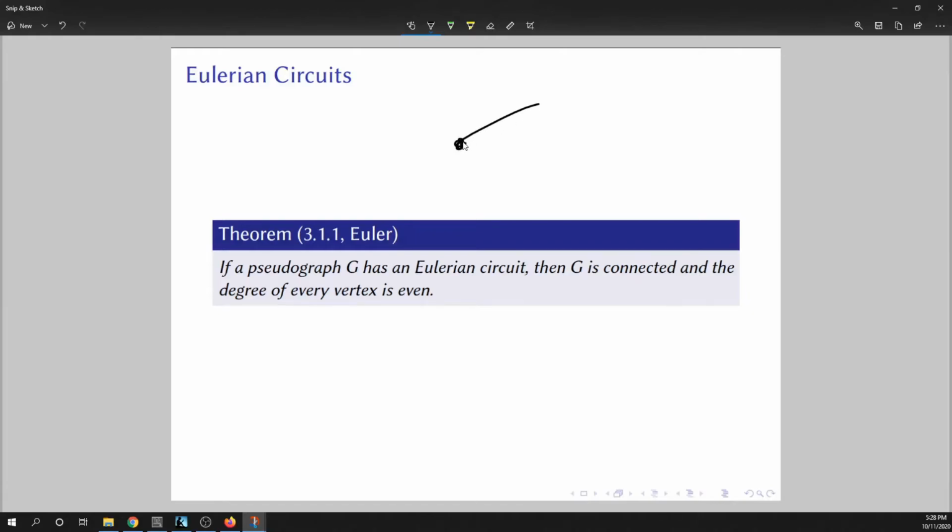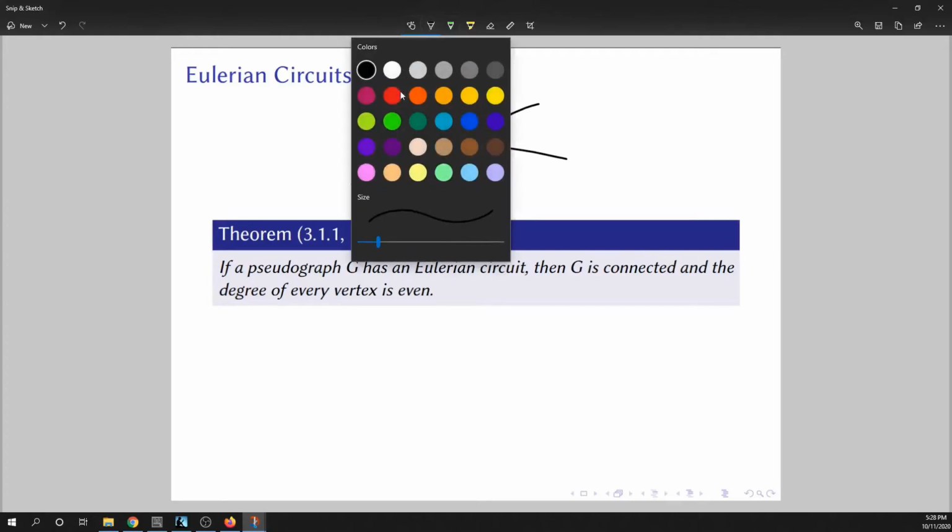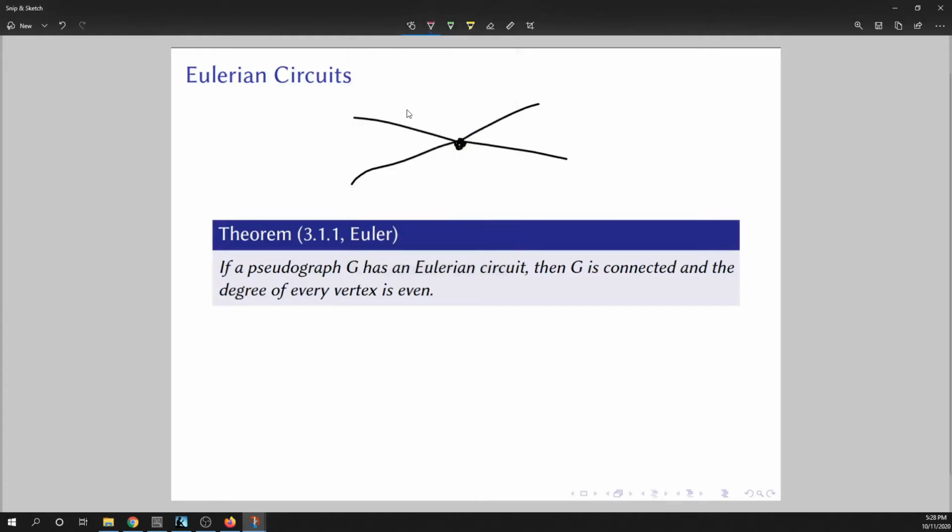So let's say it has degree 4. And again, this is just an overview, just the idea behind what's going on. So you have your circuit, it's going to come in here, into the vertex. And since it's only been into this vertex once, there's going to be an edge that it's going to leave on. So the circuit's going to come through the vertex like this, and it's going to leave and go someplace else around there. And then it's going to come back in at some point eventually.